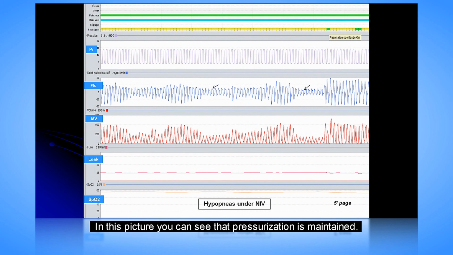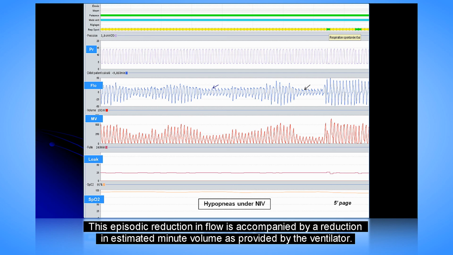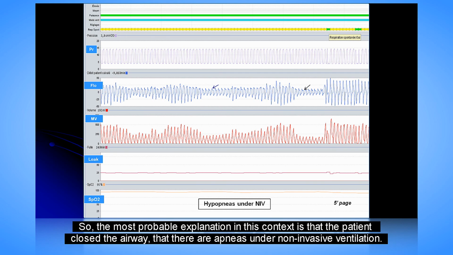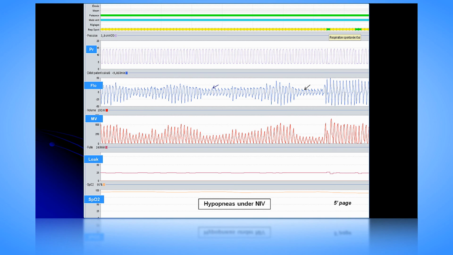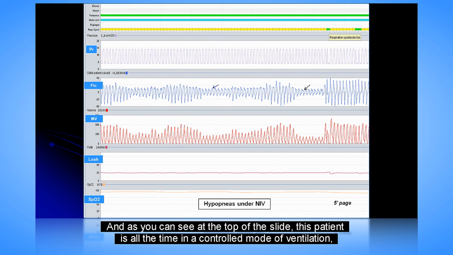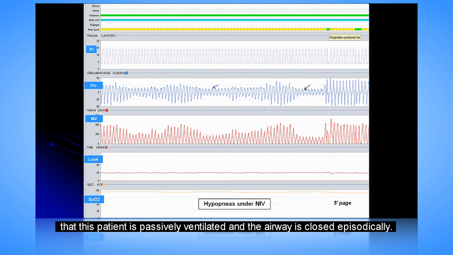In this picture, you can see that there is maintained pressurization, but you can see episodic reductions in flow. These episodic reductions in flow are accompanied by a reduction in estimated minute volume as provided by the ventilator. There is no leak. So the most probable explanation in this context is that the patient closes the airway, that is, there are apneas under non-invasive ventilation. And as you can see at the top of the slide, this patient is all the time in controlled mode of ventilation. That is, the patient is passively ventilated and the airway is closed episodically.